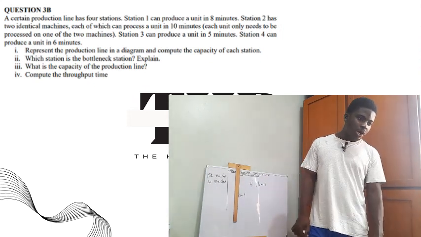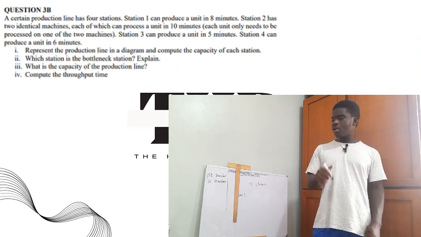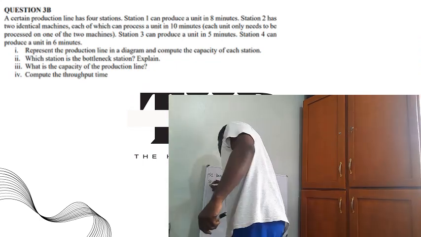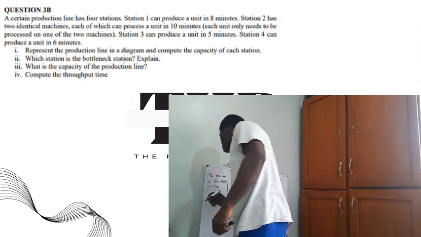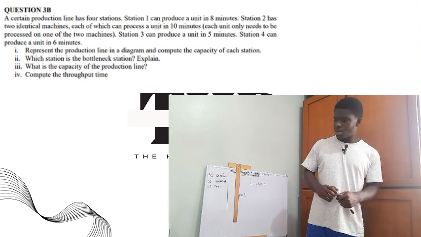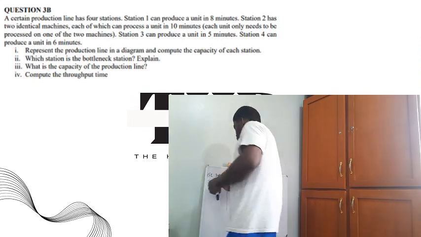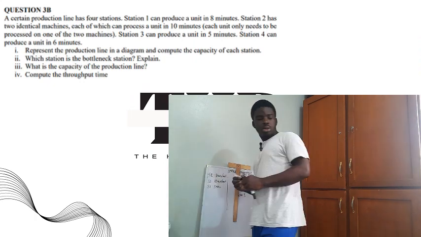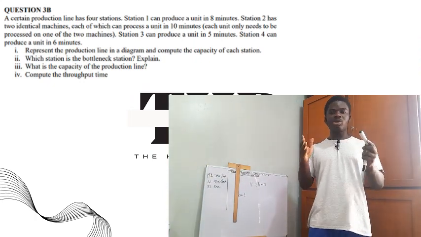Now station 3 can produce a unit in 5 minutes. And station 4 can produce a unit in 6 minutes.